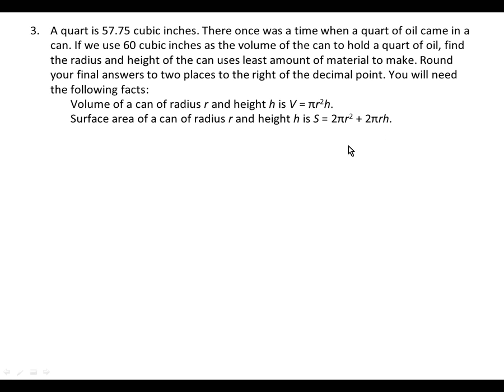The reason we care about using the least amount of material is that's the cheapest can to make. Okay, the least amount of material is the cheapest can to make. So this comes down to trying to find the cheapest can. Now, in this problem, the assumption is that the cost of the top and the cost of the side are the same. In general, that's not always true.